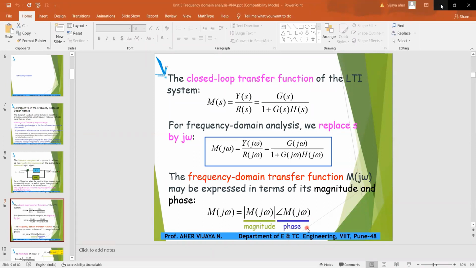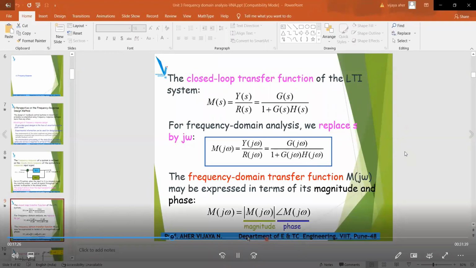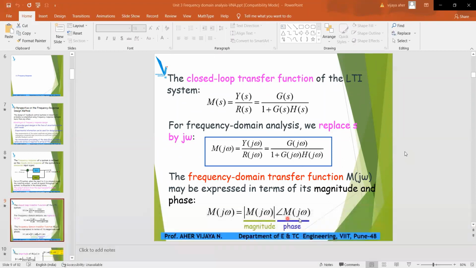Got it? So in frequency domain analysis, you will get your transfer function in two terms. You can express it in terms of magnitude. What is magnitude? Magnitude is equal to the mod of M of J omega. You have to take the mod of this equation, G of J omega divided by 1 plus G of J omega into H of J omega. Take the mod of this, you will get the magnitude of M of J omega. Take the angle of this M of J omega, you will get the phase phi.